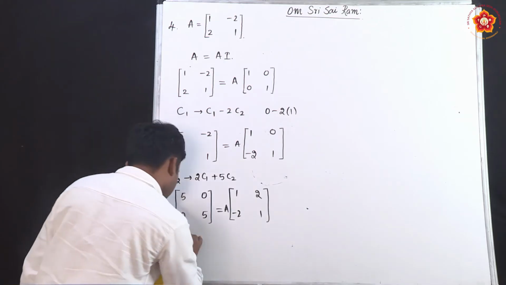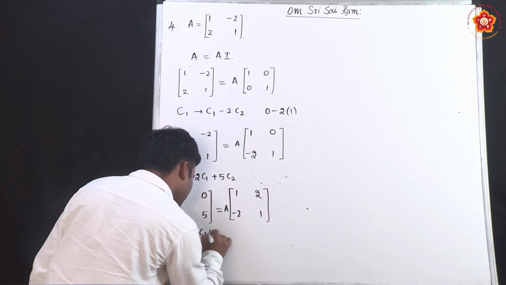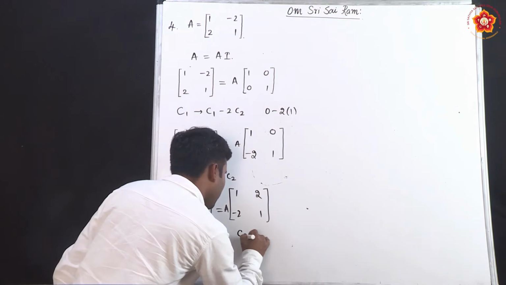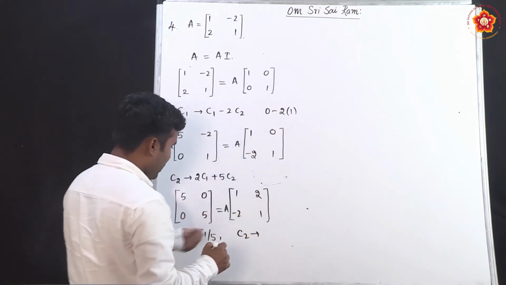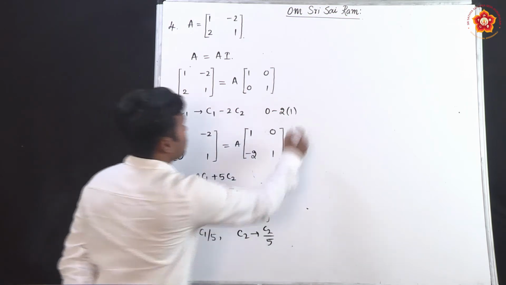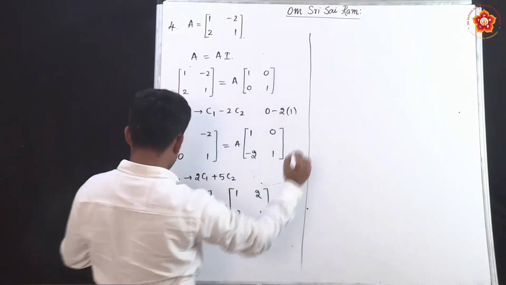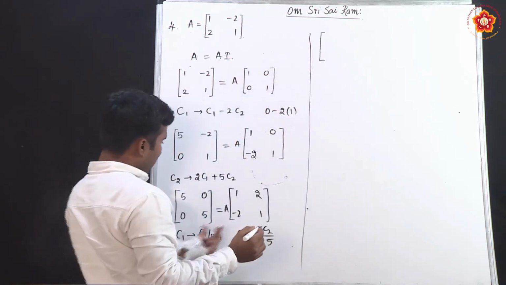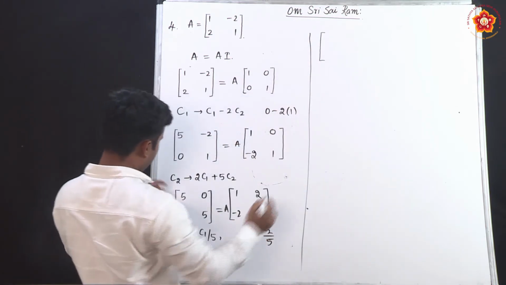I will apply C1 as C1 divided by 5, and simultaneously I am going to apply C2 as well. In C2 also we have 5, we have to divide it by 5. So, that is C2 divided by 5. So, that we can get. I am applying the operation on C1 as well as C2. I am going to apply for both.